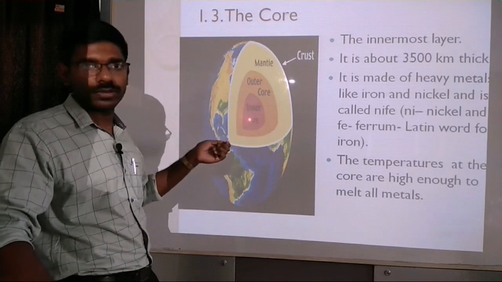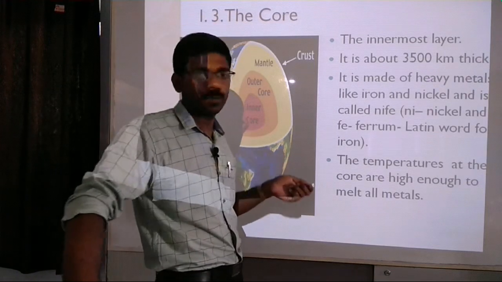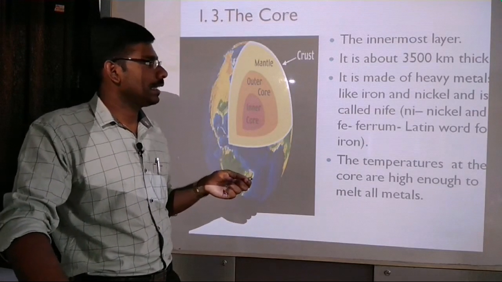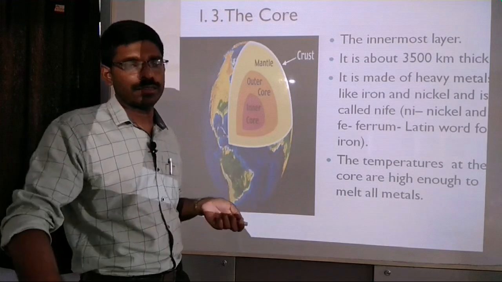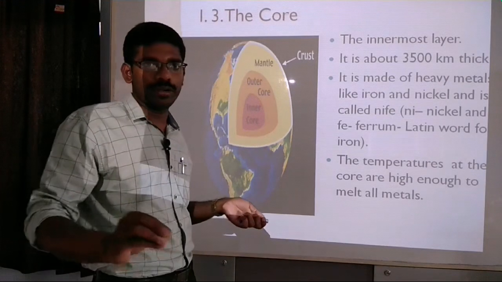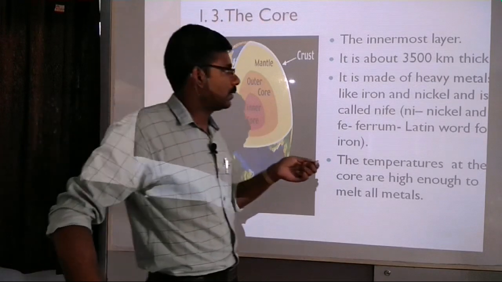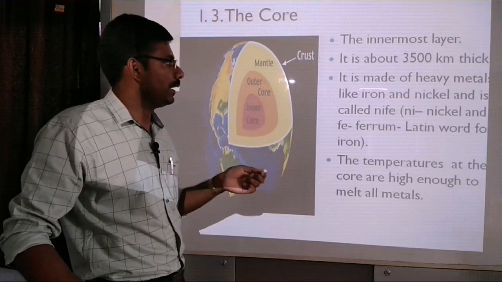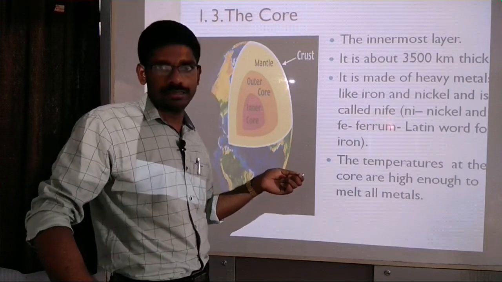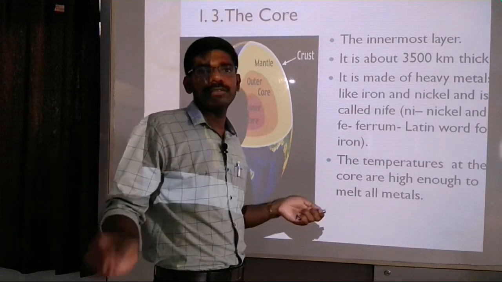So the interior of the earth is called the core or inner core. There the temperature is very high. We can find it at a depth with about 3500 km thickness. The temperature is so high that it can melt all types of metals. It is made up of heavy metals like iron and nickel, and it is also called NiFe. Here Ni stands for nickel and Fe stands for ferrum. Ferrum is the Latin word for iron.